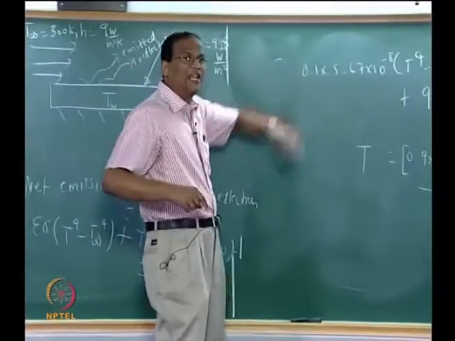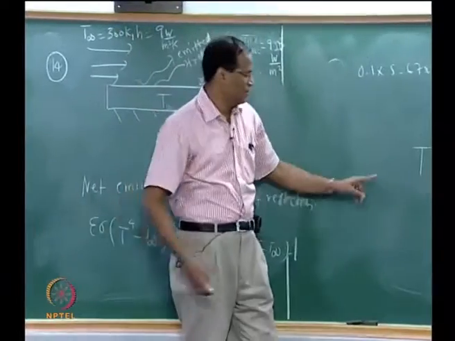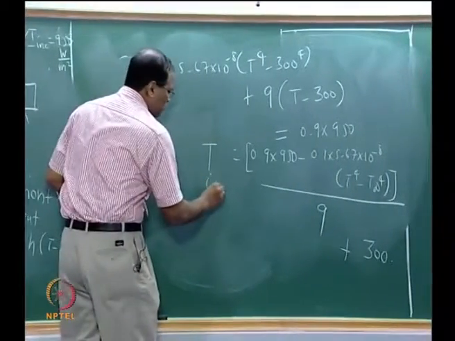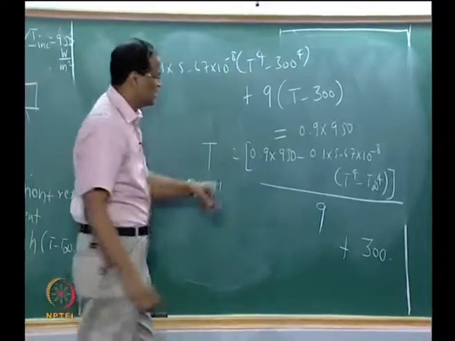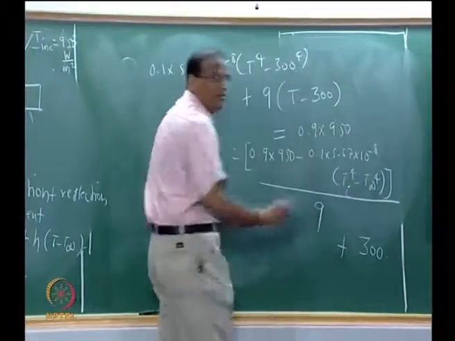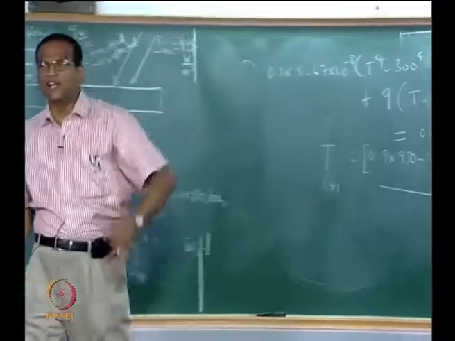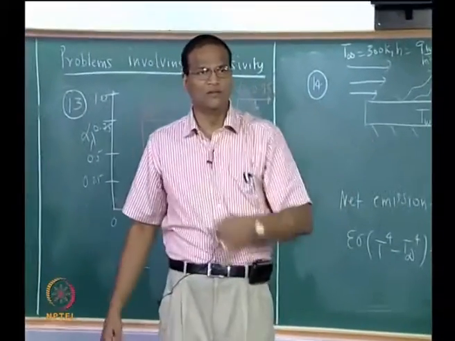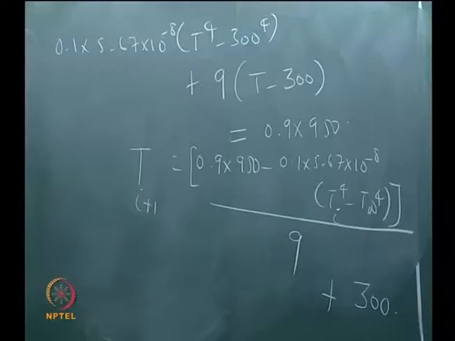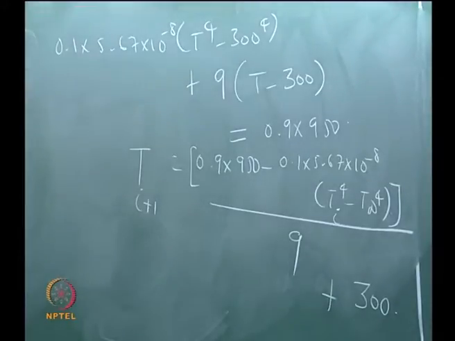Therefore, the algorithm is written like this. Please look at the board. I will say T of i plus 1 equal to all this, right side is Ti. Since outside is 300, I will start with a temperature of 320, put 320 to the power of 4 minus 300 to the power of 4 and get Ti plus 1. If Ti plus 1 is also 320, I can go home, but it is very unlikely. It will keep on and the nonlinear correction will take place till you hit the right answer.